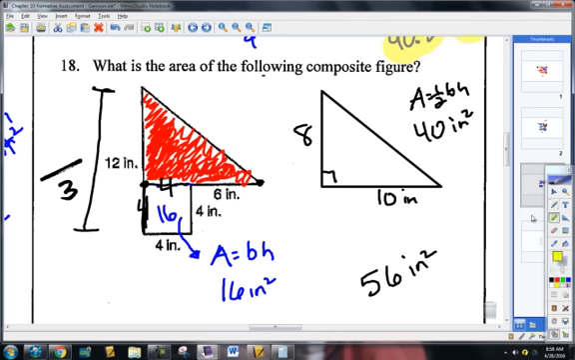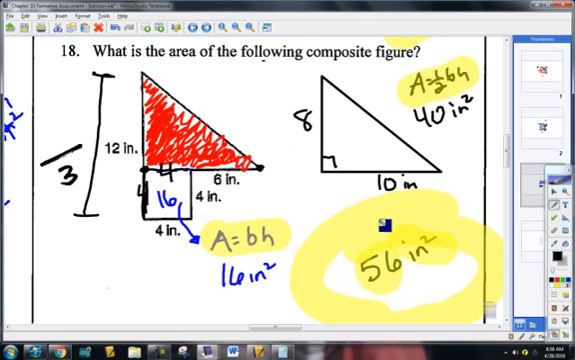So, 3 points. Listen closely, guys. You're going to get 1 point because you had to write both of these formulas. Then your second point would be 56. Your third point would be inches squared. For the whole thing, right? Yes. That is the answer, guys. That is the answer, absolutely.